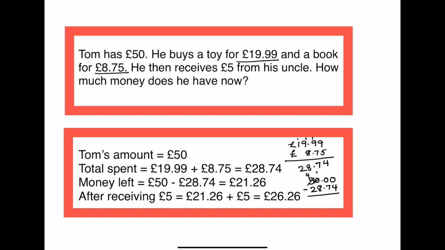So the money left over is 21 pounds 26, and then he received 5 pounds from his uncle. Add that 5 pounds to 21 pounds 26. So he now has 26 pounds 26p. Answer is 26 pounds 26p.